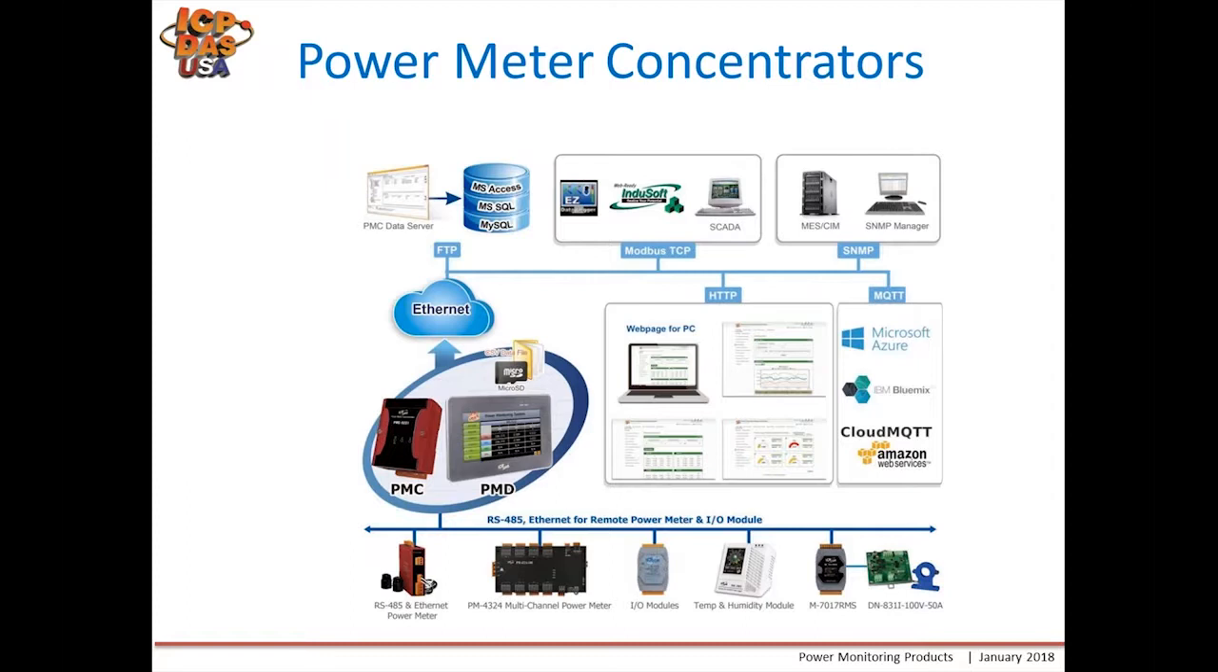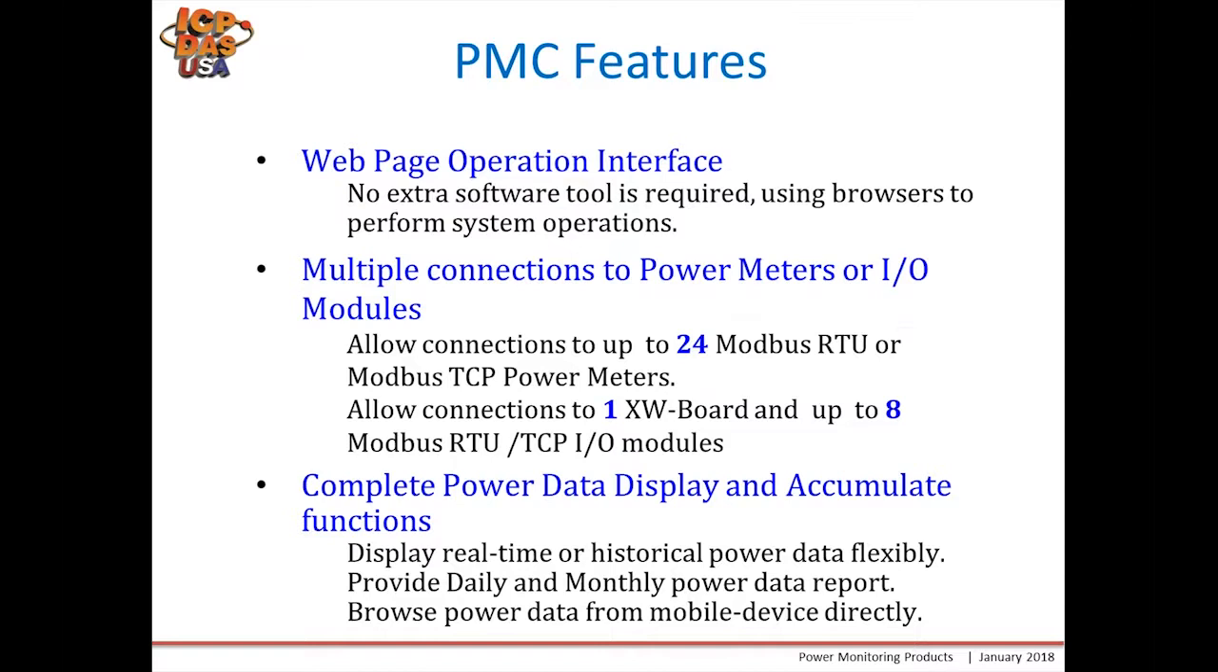Some features for the PMC modules: there's no software required to configure. They're configured using a web browser, like Internet Explorer. Simply set the IP address of the power meter concentrator and then log in through the web browser to configure the module. Multiple connections can be made to a single power meter concentrator, and it allows addition of an XW board, which can give additional outputs. For instance, if you wanted to trigger additional alarms, you can add a relay board.